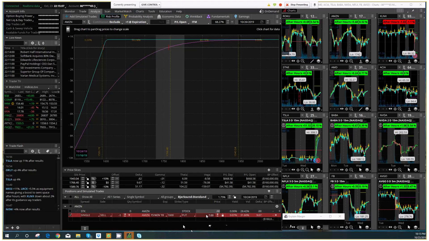So this is your break-even point right here, $1,593 roughly, because you took in $700. Anything below this, you're losing money. The further down, the more you lose, and the closer, the less the loss. So this means it's unlimited risk but limited reward. And then Vega: if you look at volatility, you're also negative Vega. If volatility drops, you're making money. If all of a sudden something happens with Amazon, volatility will increase.